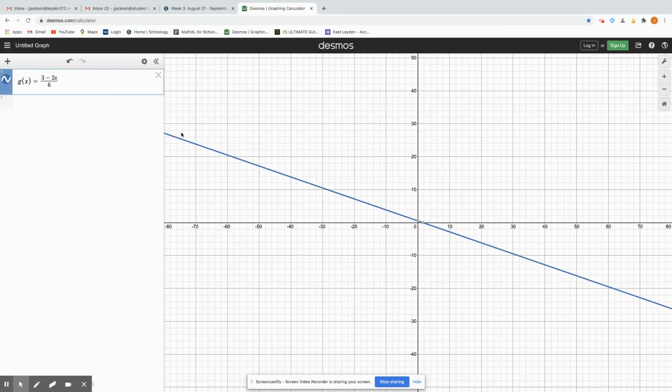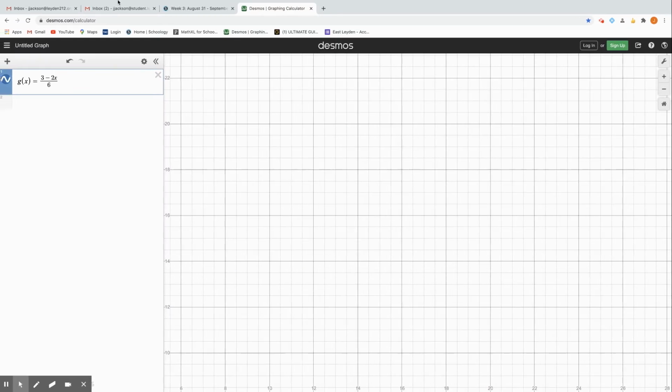Just look at the graph and say, yes, this graph passes the horizontal line test. If I draw a bunch of horizontal lines, I'm not going to hit this twice, right? So it passes the horizontal line test, therefore it has an inverse.